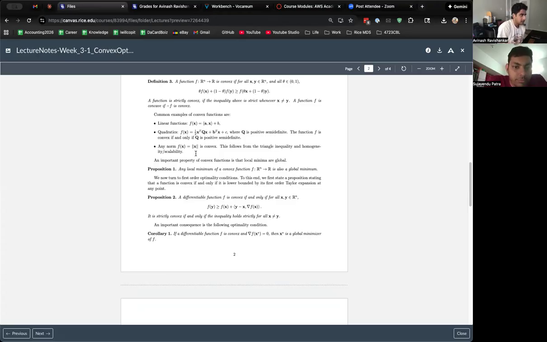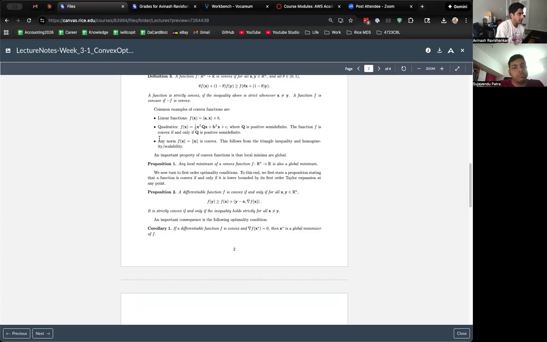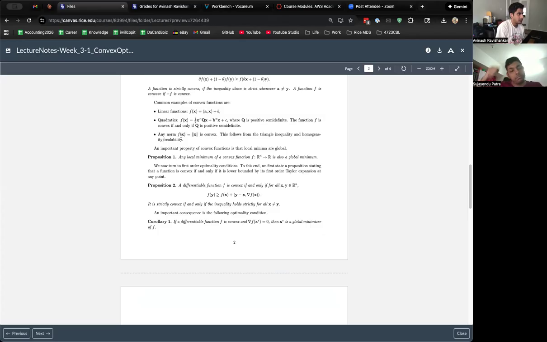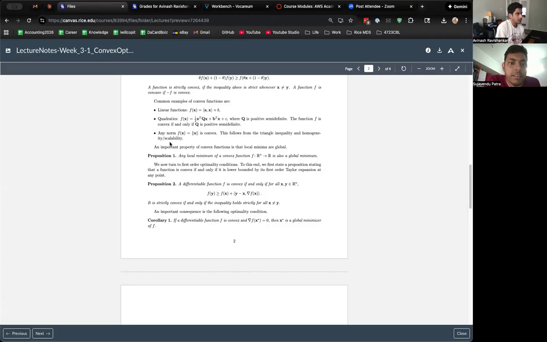Okay, that makes sense. Function f is convex and Q is positive semi-definite. Any norm is convex. This follows from the triangle inequality and homogeneity, or scalability. The homogeneous part is basically saying the norm is the same in all directions. So when you take a unit ball of radius r, it is radius r in all the directions, as opposed to an ellipse kind of thing, which is fatter in one direction and not fat in another direction. Okay, got it.